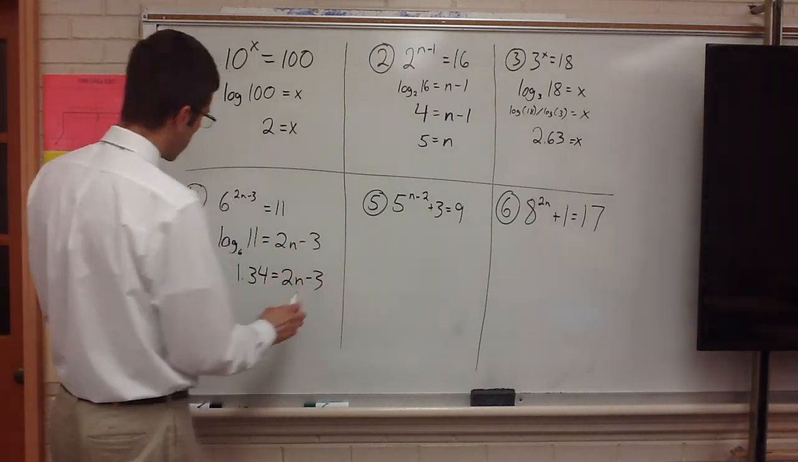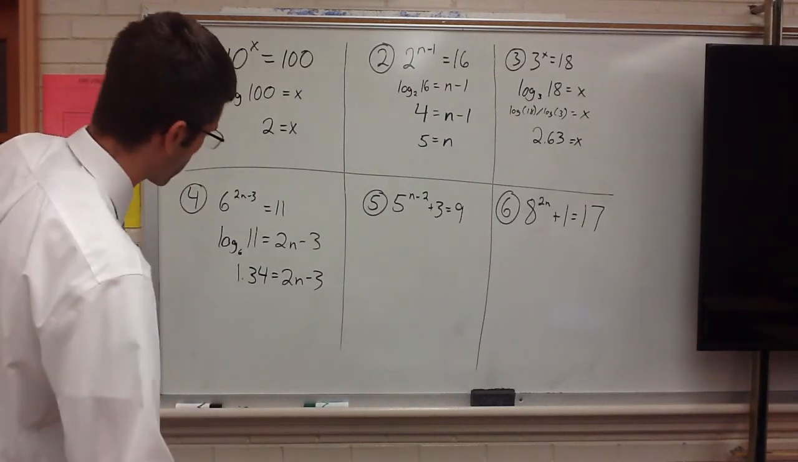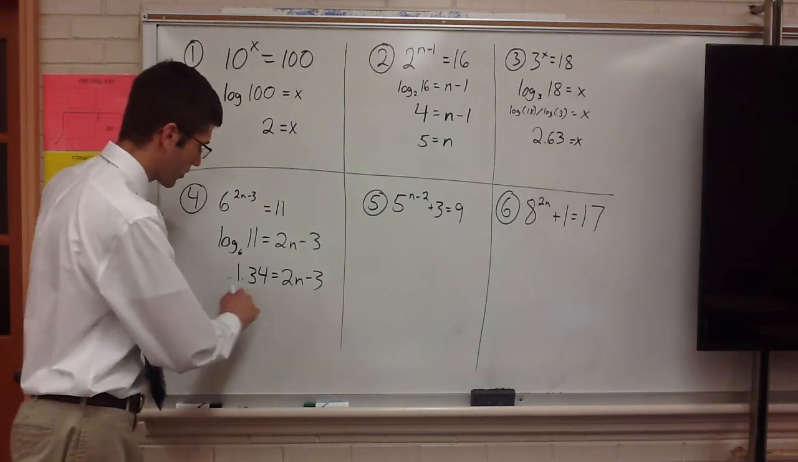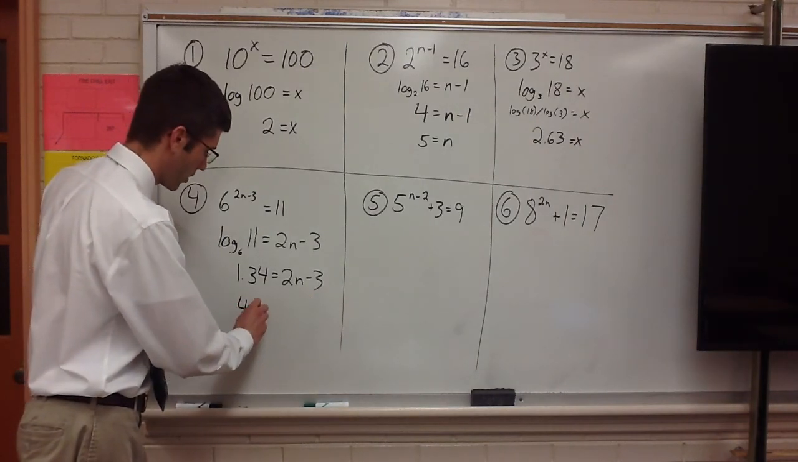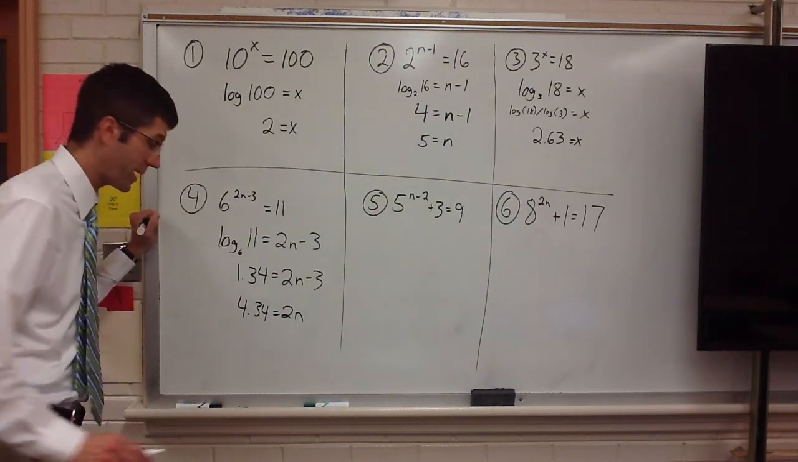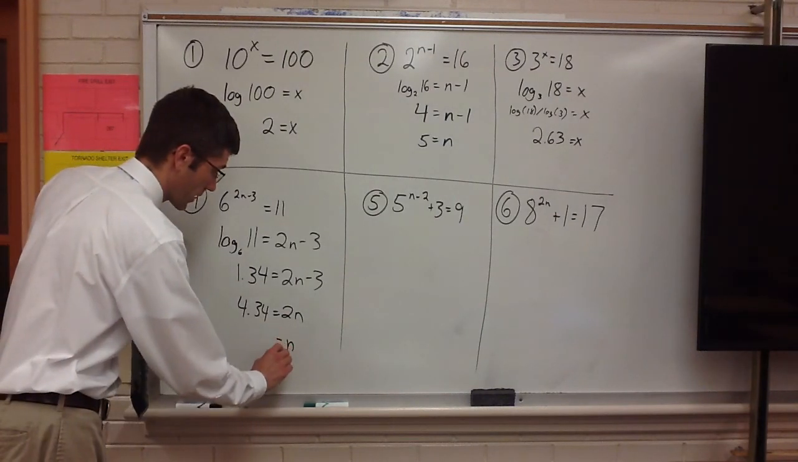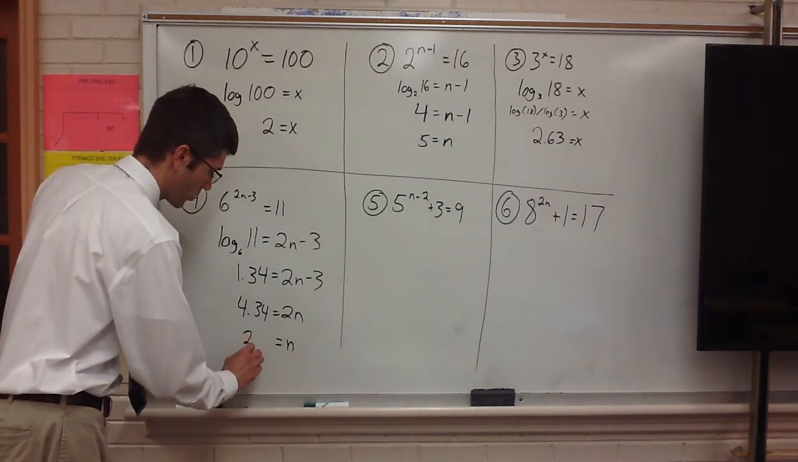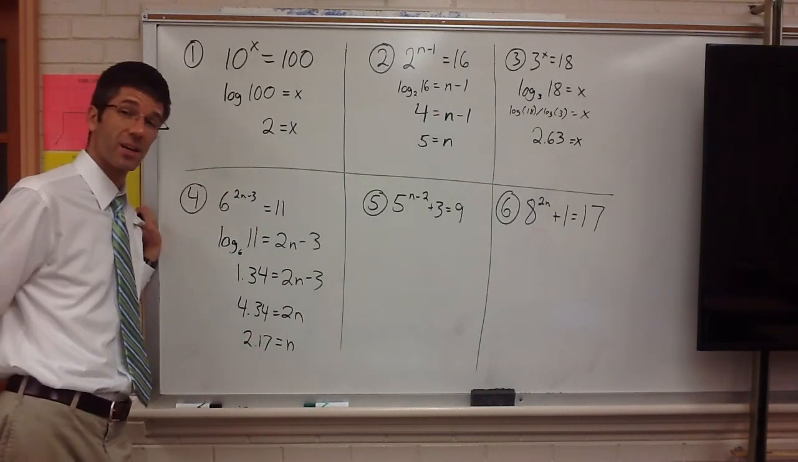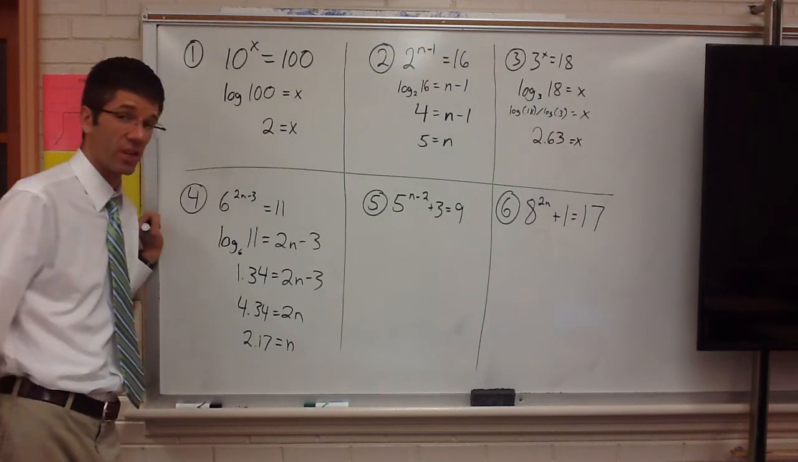1.34 equals 2n minus 3. You know how to solve this equation. If you don't know how to solve this equation, then we have bigger problems than logarithms. We're going to add 3 to both sides. That gives me 4.34. That's equal to 2n. We will divide both sides by 2 in order to eliminate that 2, and we get 2.17. We are finished with that problem because n is by itself. We know what n is, and we are done.